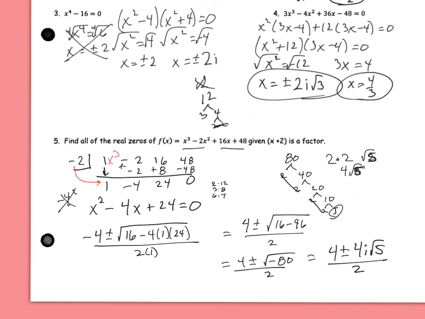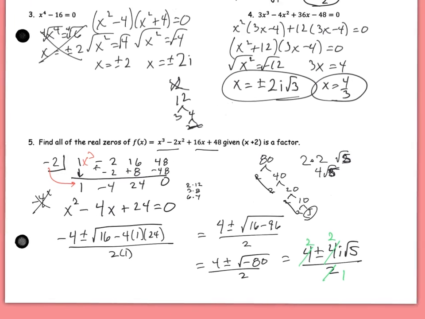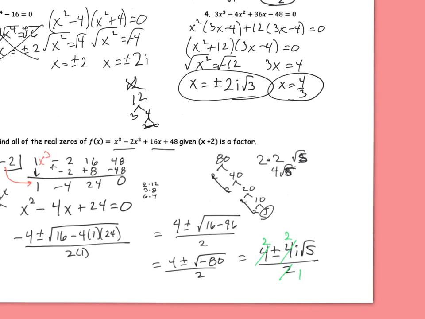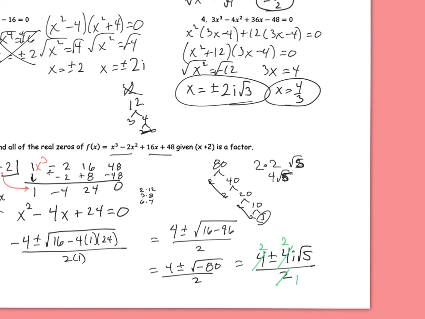And we can reduce all these because they're all divisible by 2. So then the answer is x equals 2 plus or minus 2i radical 5. And don't forget about this. So x plus 2 equals 0. Also, we get negative 2.